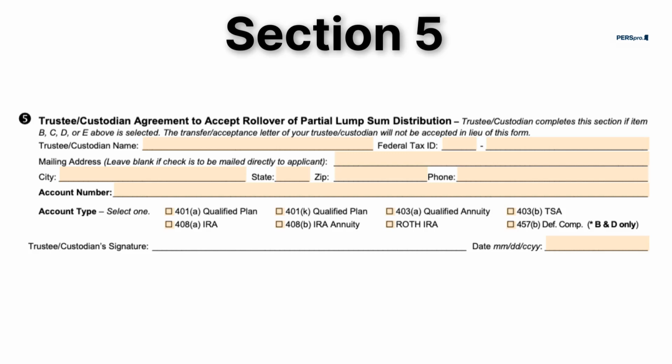If you selected a direct rollover, do not mail this form to PERS with Section 5 blank, or it will be rejected and delay your retirement processing. Once Form PLSO is fully completed, signed by you, and if applicable, certified by your financial institution, what comes next?